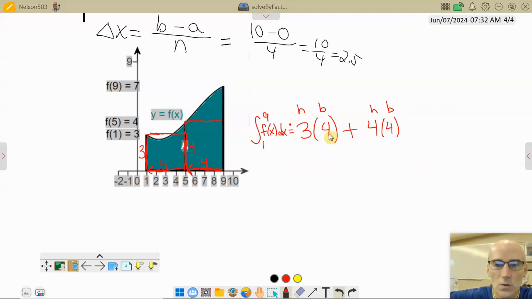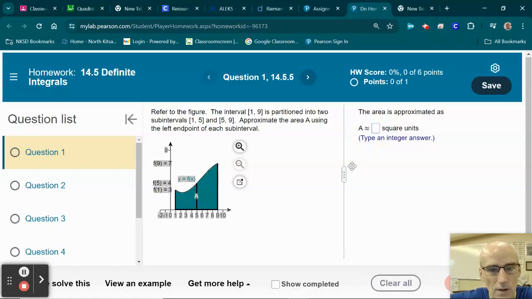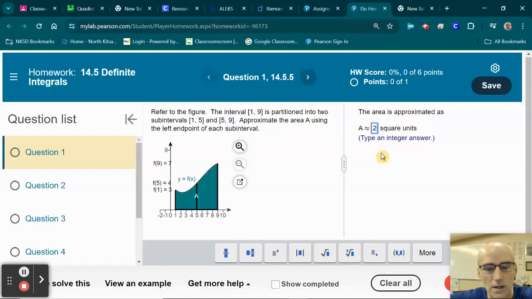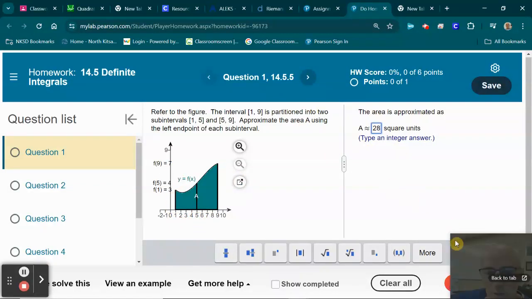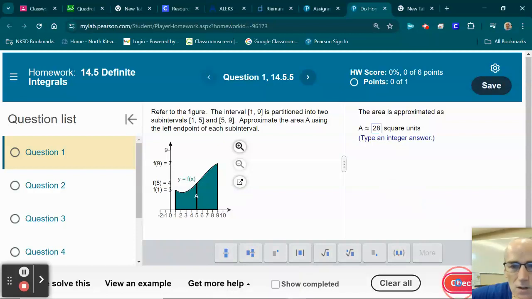So what do I get? I get 12 plus 16, which would be 28, right? So I put 28 right in here. Notice they're saying square units. We don't have units on the x-axis or the y-axis, and they are saying it's an area, so it's probably okay that they're using square units. So if I check 28, let's see. Oh, yes.